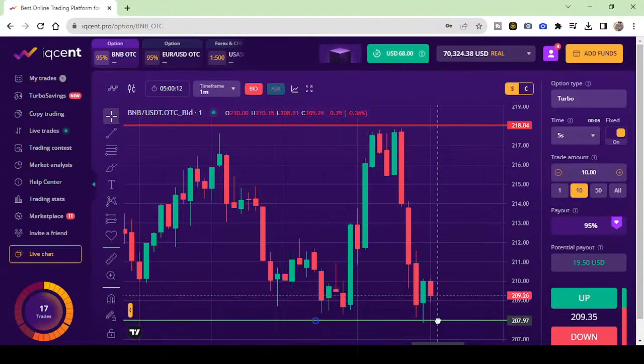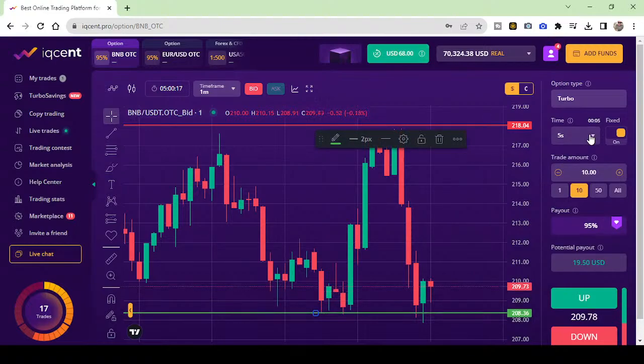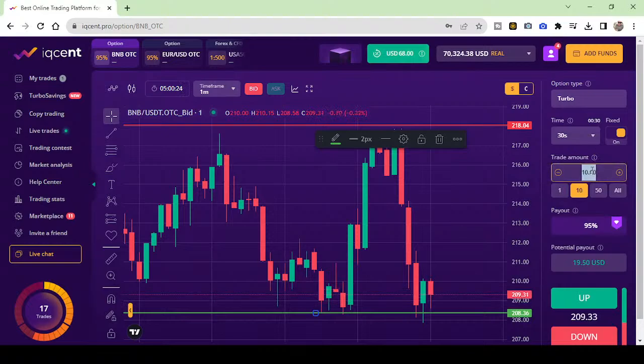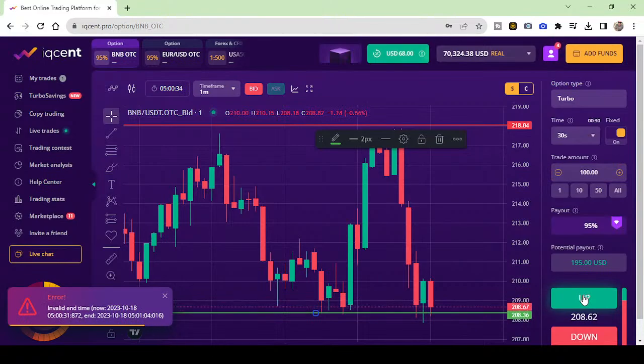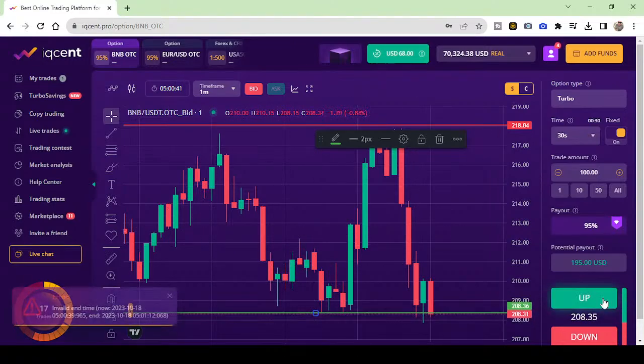So we can see that we already have a possible trade down here now. This is for Binance coin. Let me take a $100 trade. Let's see, the line we're going at is 208.36. We almost got in the trade there. Let's try again. We got an error. Let's do a reload and see if we can get this to work.